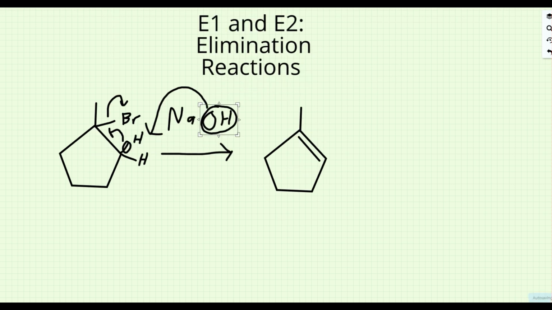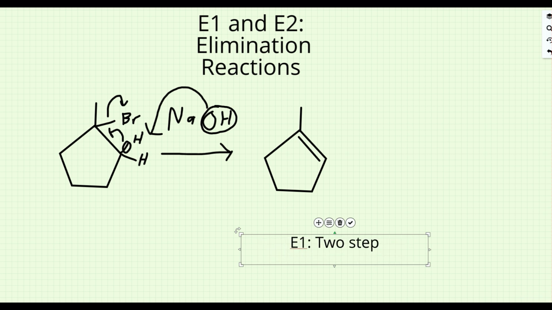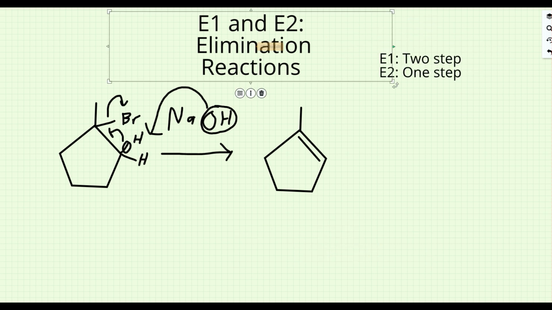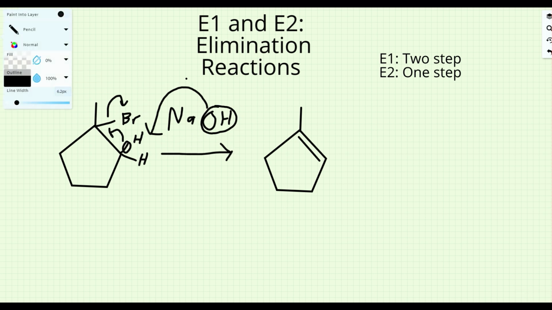So that is essentially what an elimination reaction looks like, but as we know, there is a lot more to it than just that. First, let's talk about E1 and E2 and what the difference is. Like SN1 and SN2, E1 is a two-step process and E2 is a one-step process, which does seem a little confusing because E1 you'd assume is one step, but nope, it's the other way around. What I just drew here would be an E2 reaction because it happened in one step.